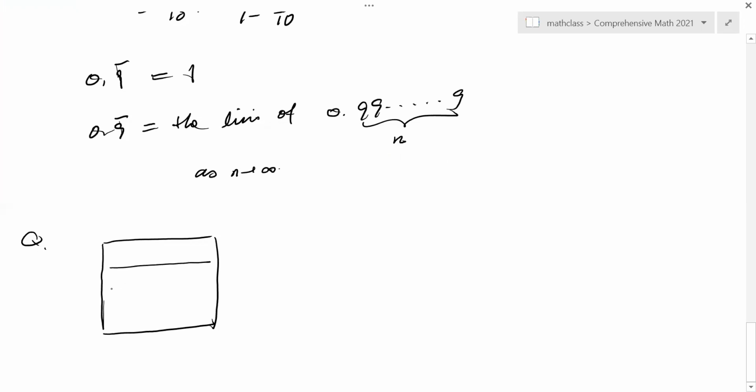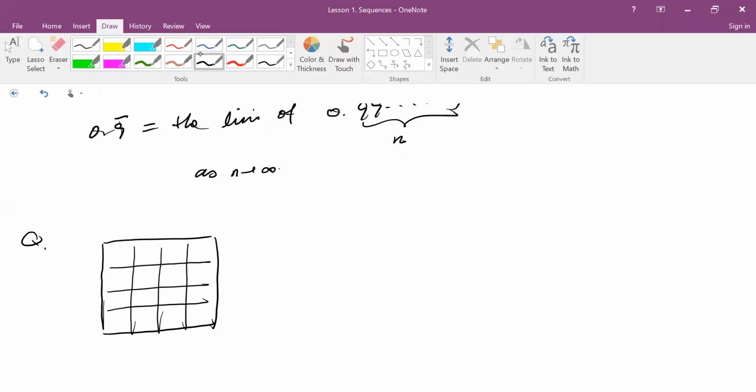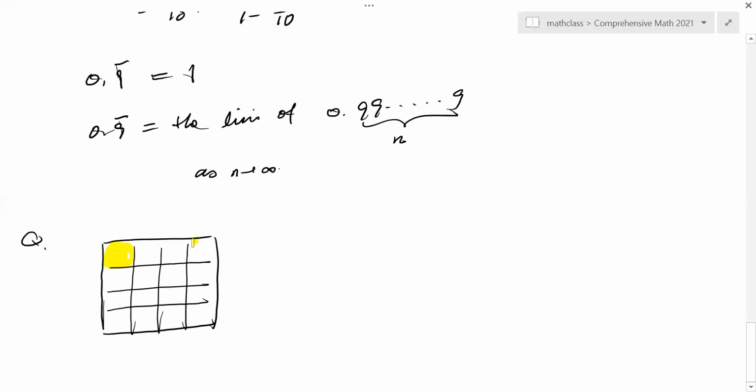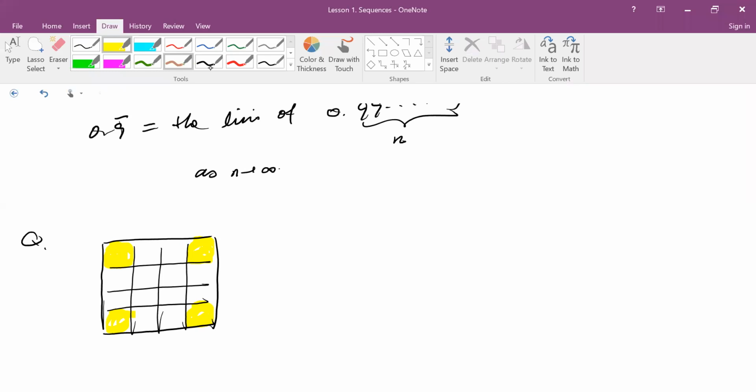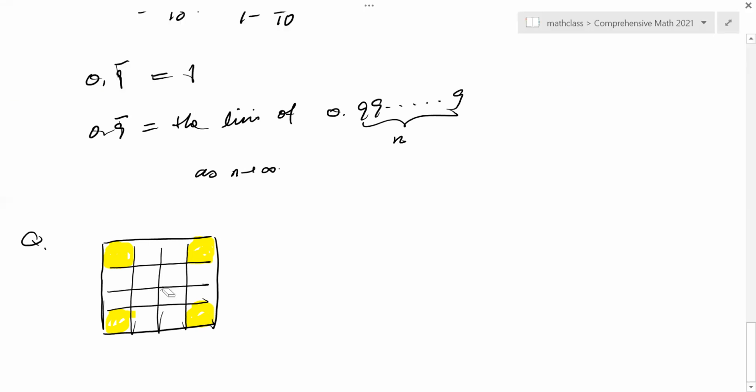All right, so here's the idea. You divide it into parts, each time into this part. Then I color the four corners. Then I continue to work on the middle one. I'm going to erase this, and then I do the same way.